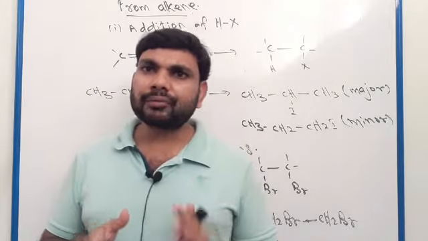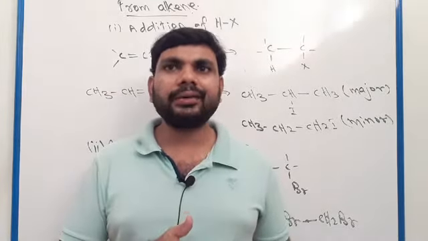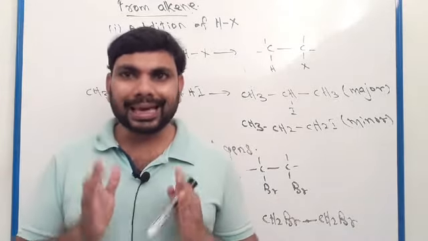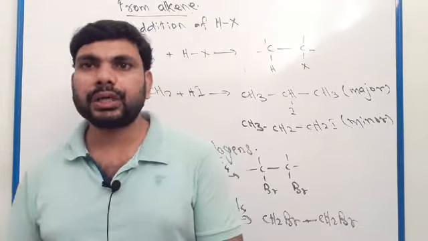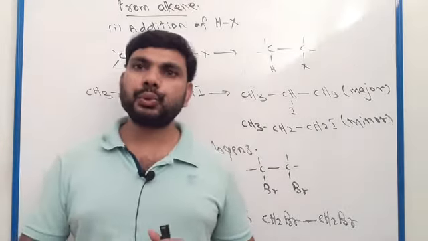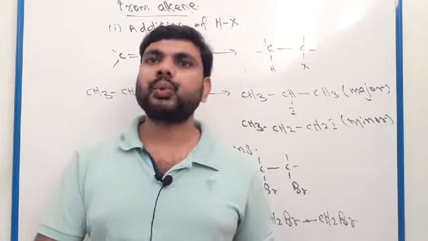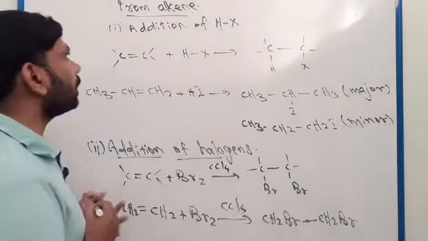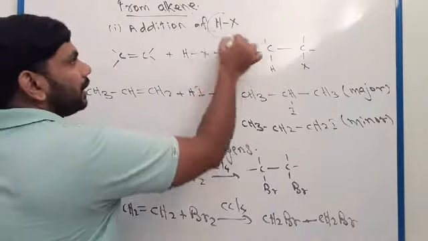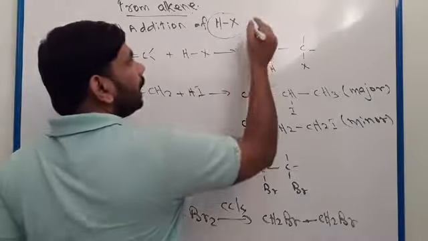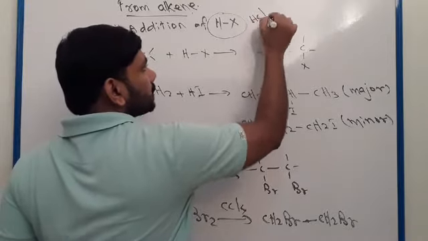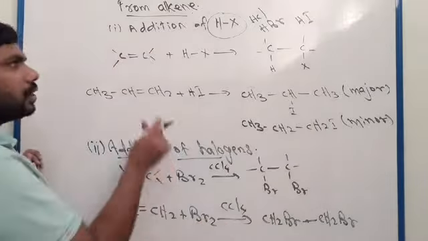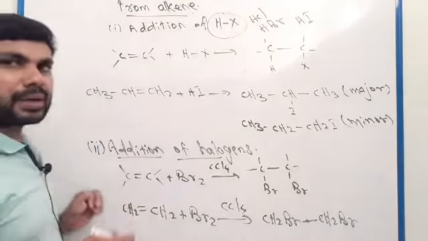So alkene, after addition of hydrogen halide, we can produce haloalkane. Another one, alkene reacting with halogen. Alkene reacted with Cl2. Alkene reacted with Br2. We can make haloalkane. Okay, so let us check. First one, addition of hydrogen halide. I told you hydrogen halide means hydrogen chloride, HCl or HBr or HI. These are hydrogen halides. So this is the carbon-carbon double bond.